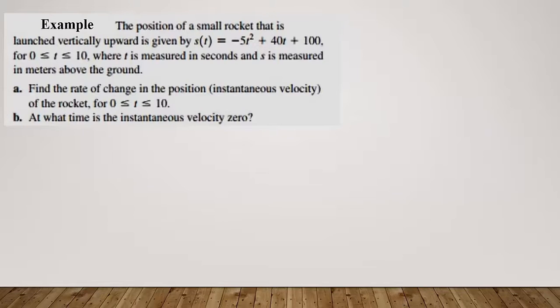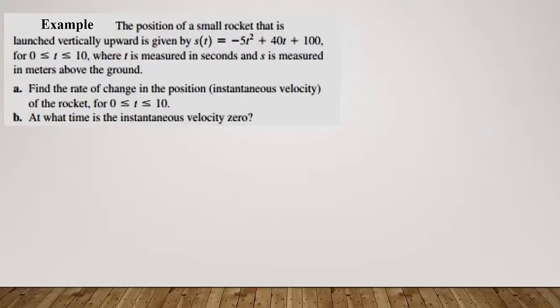So we're starting to introduce maybe a little physics. This is a pretty benign example. You have the position of a small rocket. It's launched vertically upward, and its position is given by s of t equals negative 5t squared plus 40t plus 100. Here, t is between 0 and 10. T is measured in seconds. S is measured in meters above the ground.